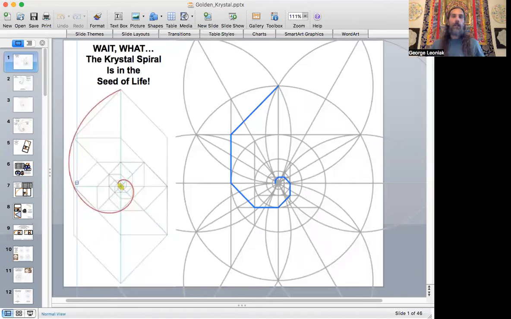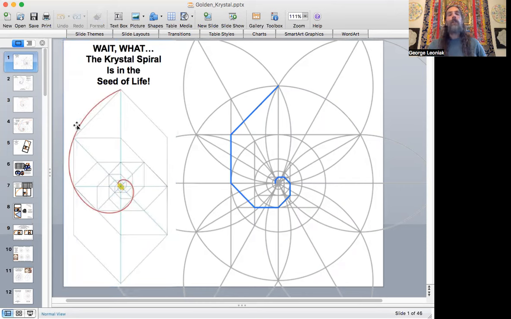All right, wait, what? The Krystal Spiral is in the seed of life? Yes, this Krystal Spiral, this shape over here on the left, which many folks are familiar with, being in a square view pattern with squares within squares. You're going to see a lot of those images in just a little bit, but this is one of the main units that's pulled out from that.